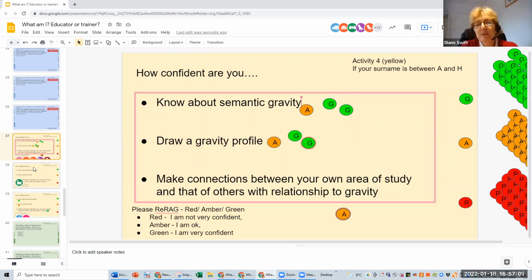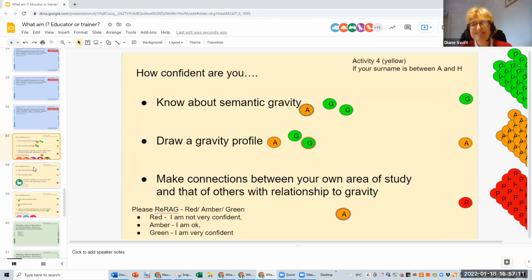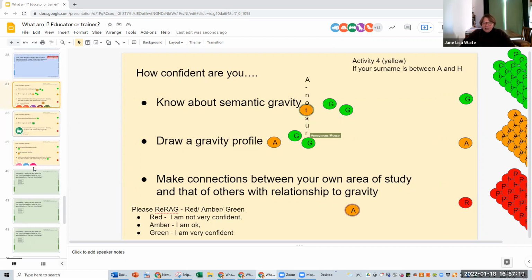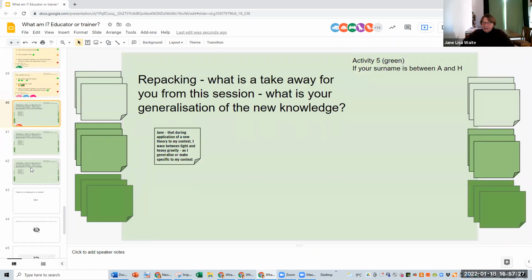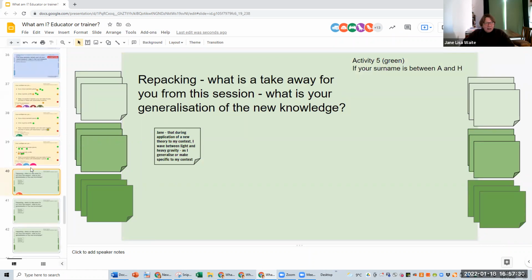So if you can, improvement can be confusion, Jane. It could, and confusion sometimes is good, because you're starting to illuminate things, starting to question things. And you might not have time to do it right now, but on slides 40 through to 42, we've also got a repacking activity. So if you'd like to rag, for a bit of our own assessment, and then repack on 40 to 42.